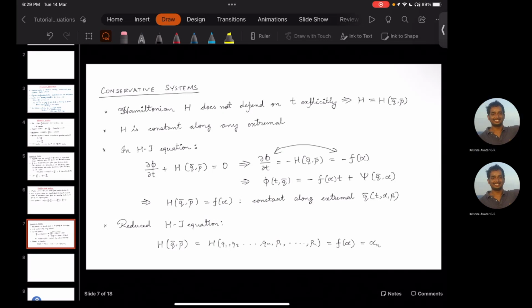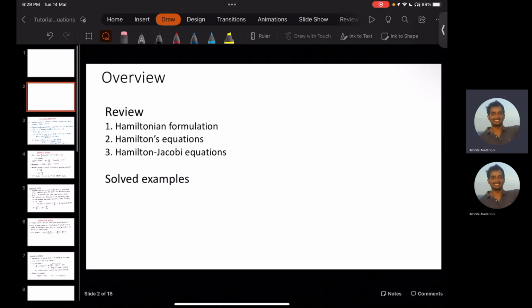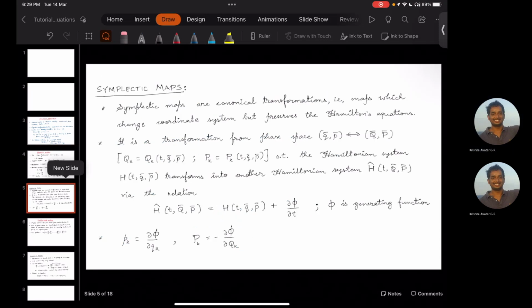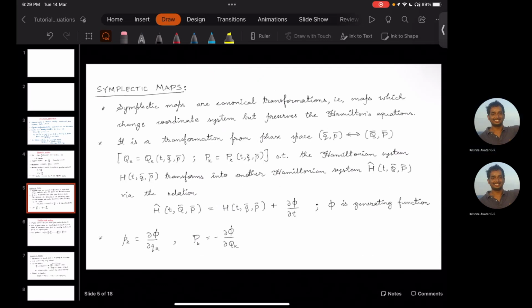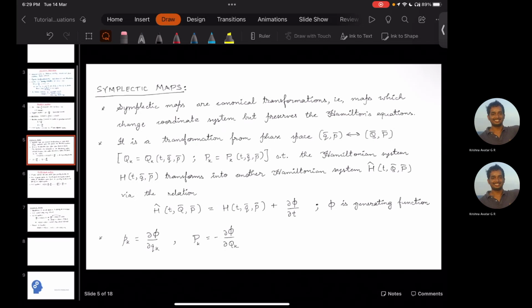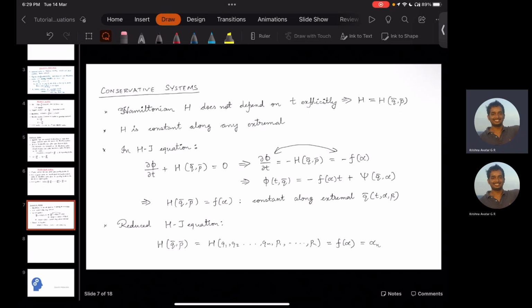Okay. And so what we went through is we started with review. We discussed Hamiltonian formulation, then went through Hamilton's equations, and then into symplectic maps. Then we discussed Hamilton's equations and problems with our systems which are conservative in nature.